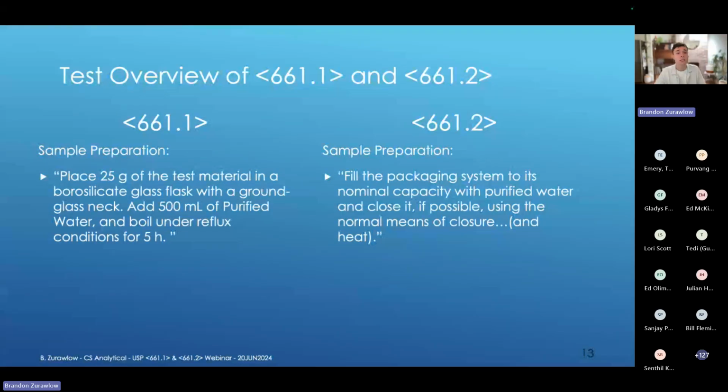In contrast, under 661.2, the sample preparation process is to, quote, fill the packaging system to its nominal capacity with purified water. And if possible, use the normal means of closure and then heat it. I have heat in parentheses because there are a few different heat conditions, temperatures, and times that can be used within the chapter. However, the important thing to note here is that under the 661.2 test regime, the amount of water that's being tested or present in that package is tied to its nominal volume.